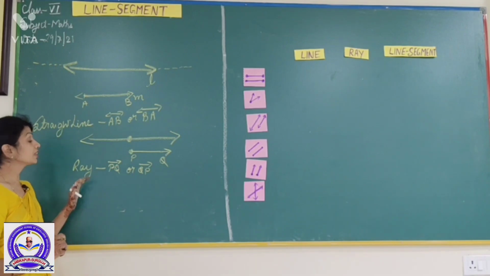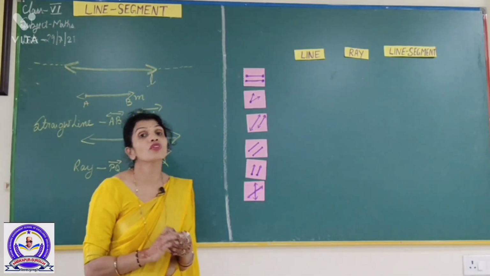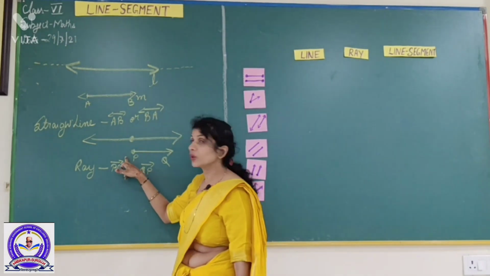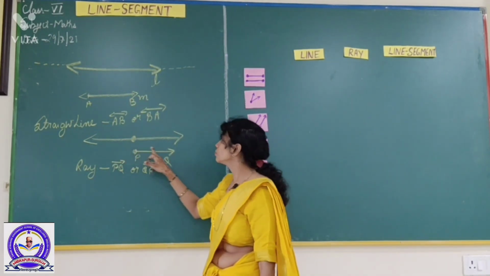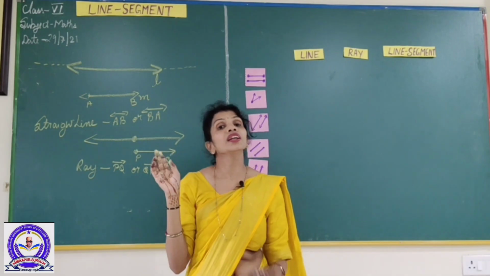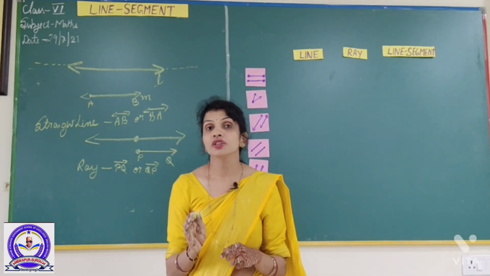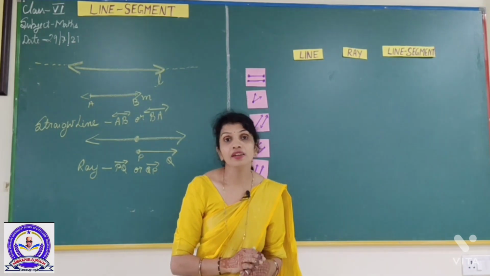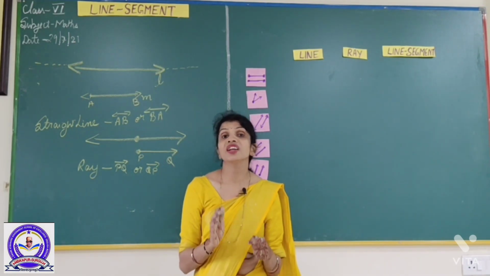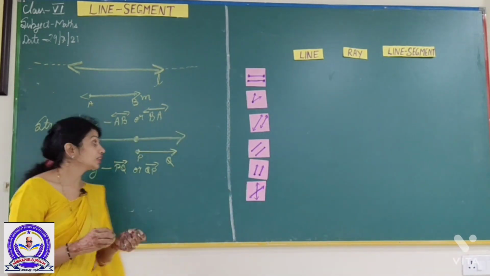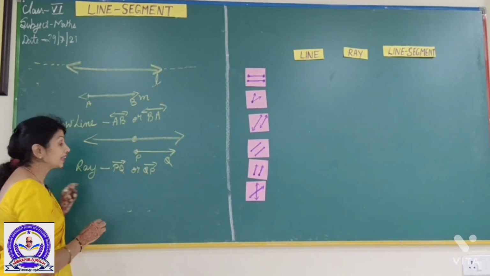So what if someone asks you what is a ray? What are you going to say? A ray is a part of a line which has one initial point and it moves endlessly in one direction. Because of that, we cannot measure it with the help of a scale, or you can say it does not have a definite length.